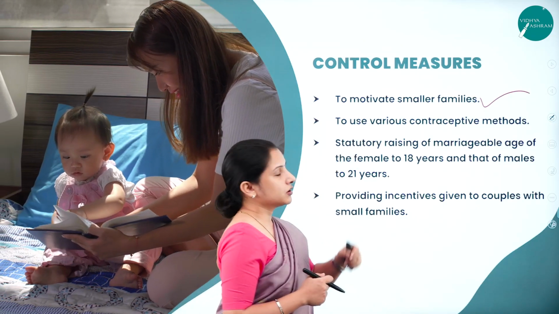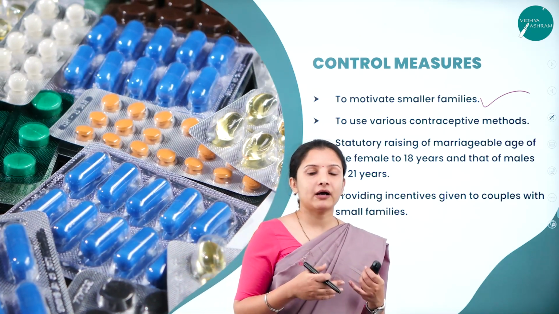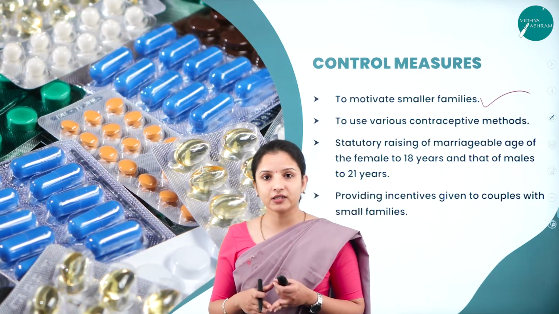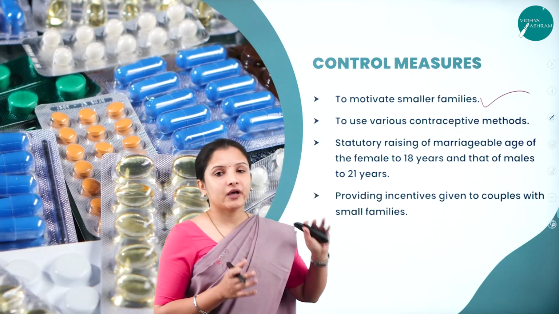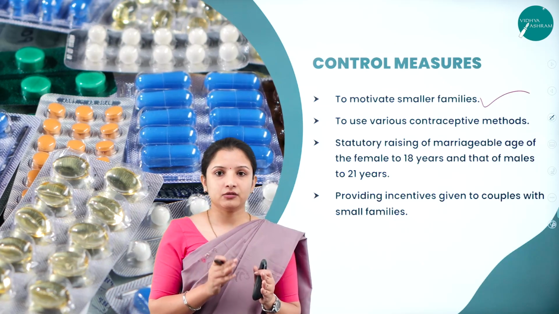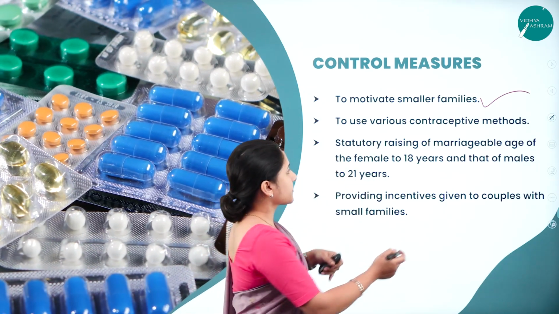The other one is to use various contraceptive methods. Like you have various contraceptive methods, natural contraceptives, barriers. All these contraceptive methods can be adopted, wherein by using them you can limit your family to just one or two kids.